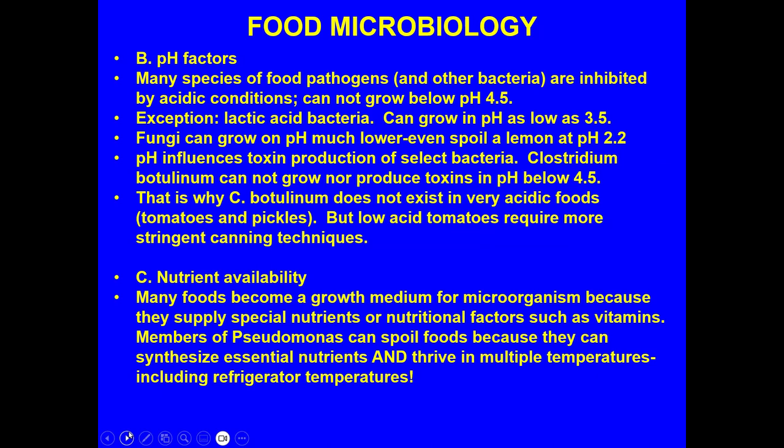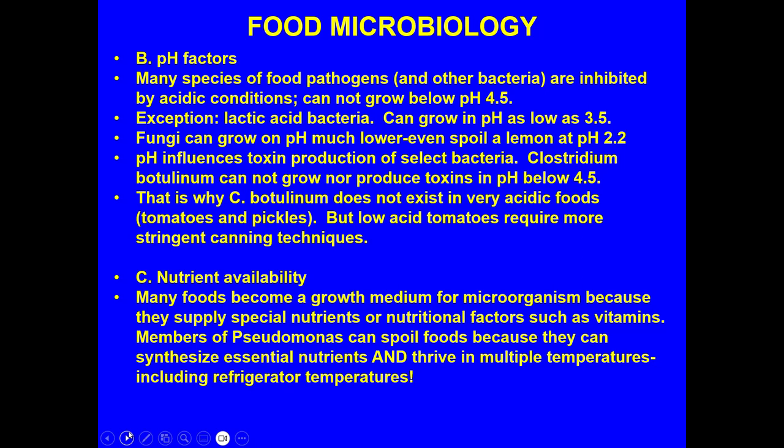Now, another factor that plays a role in this is pH factors. Many of the species of food pathogens and other bacteria are inhibited by acidic conditions. They can't grow below a pH of 4.5. There are some exceptions. One of them is lactic acid bacteria, which can grow in a pH as low as 3.5. Fungi can grow at a pH much lower. And that's where I bring up that lemon there. They can even spoil a lemon at a pH of 2.2.